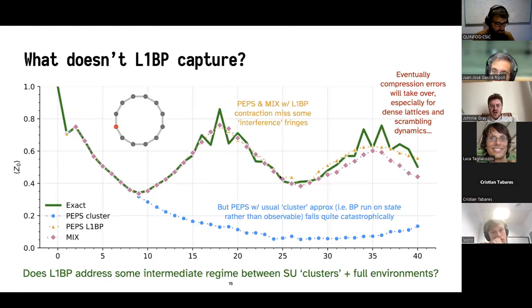So then the question becomes, what aren't we capturing? Or when should this fail? One very elucidating example is if you just take a loop model. So we're doing exactly the same IBM kicked Ising model, but now just on a single 12 qubit loop.